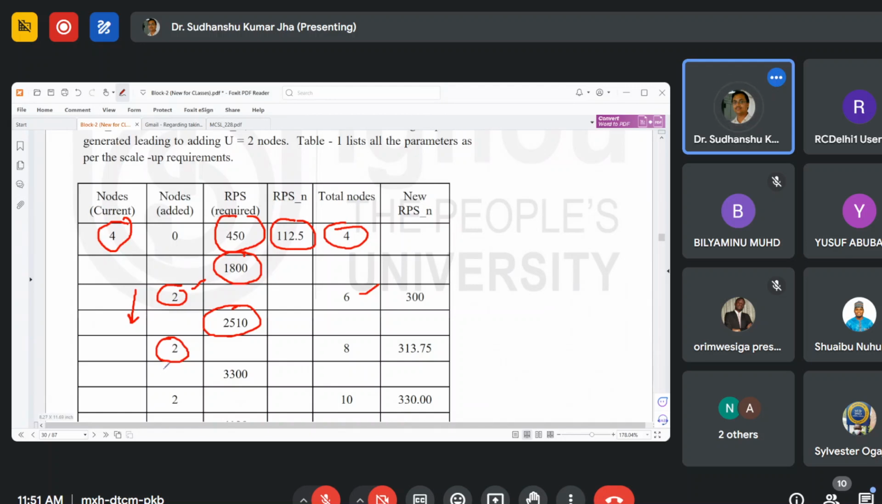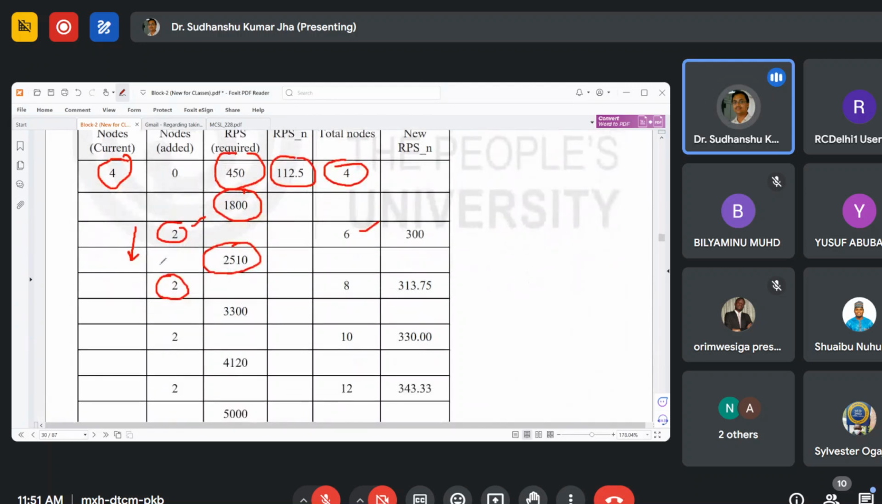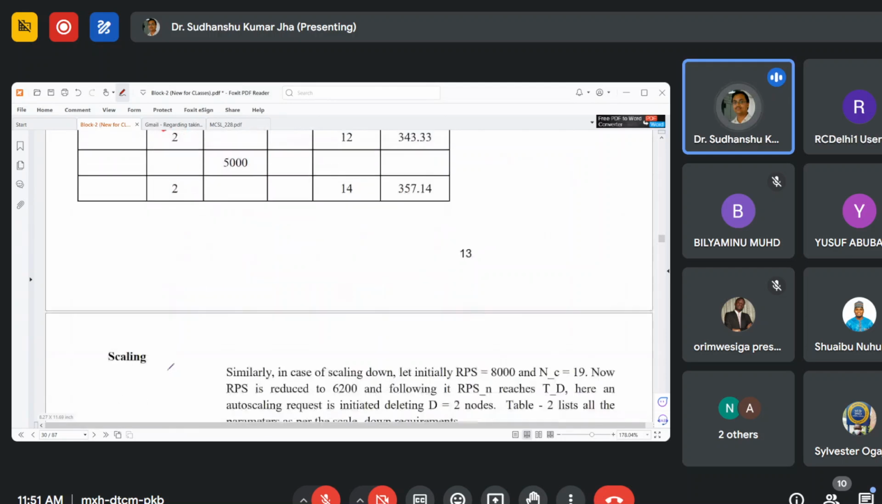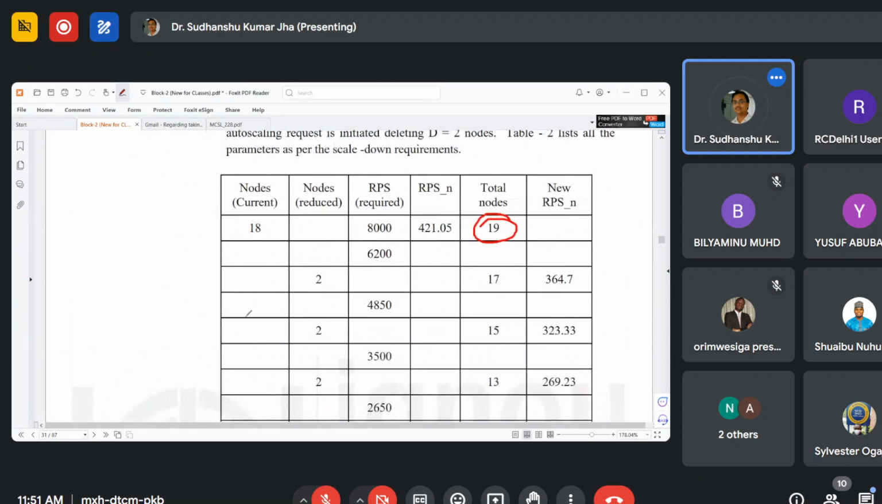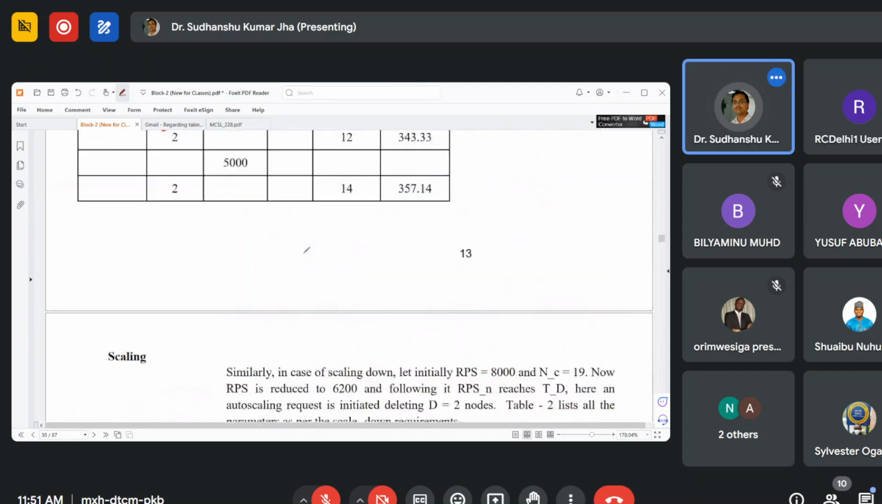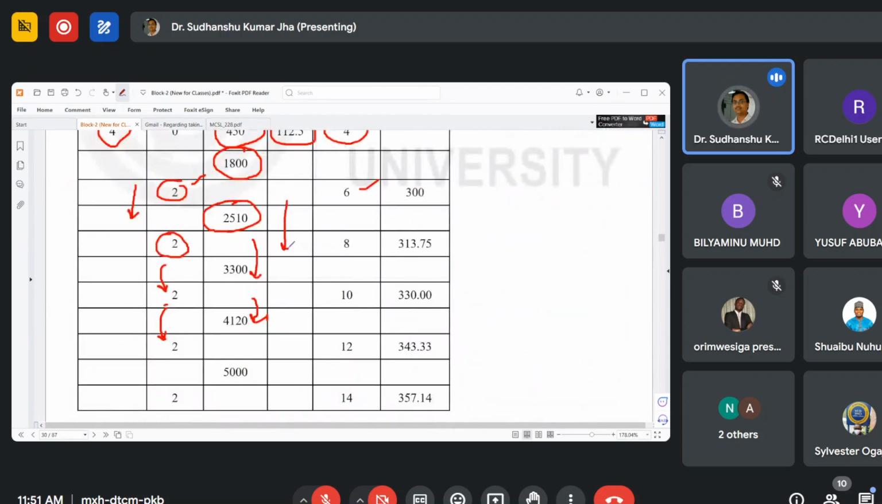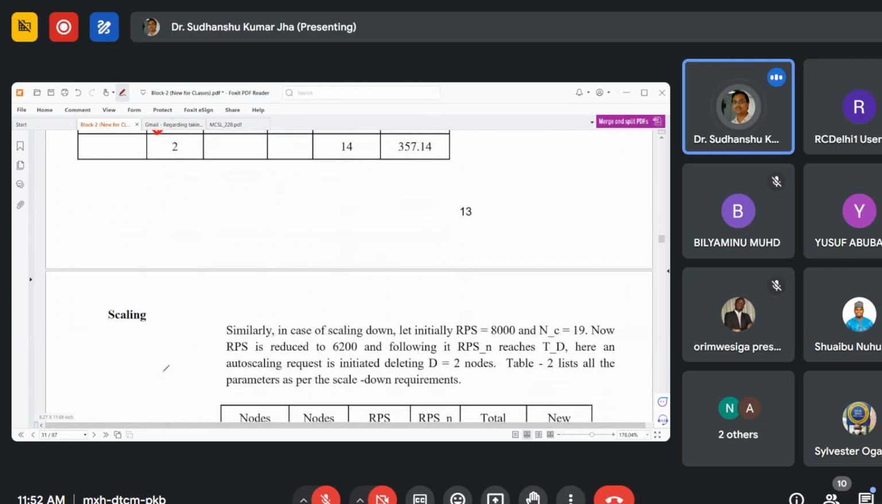Every time, 2 nodes are added to the quantity. As the number of requests per second increases, every time you allocate 2 more resources. So that is the scaling up. Now thereafter you can see that RPS, requests per second, keeps increasing, and the resource scaling up goes on in a fixed manner.